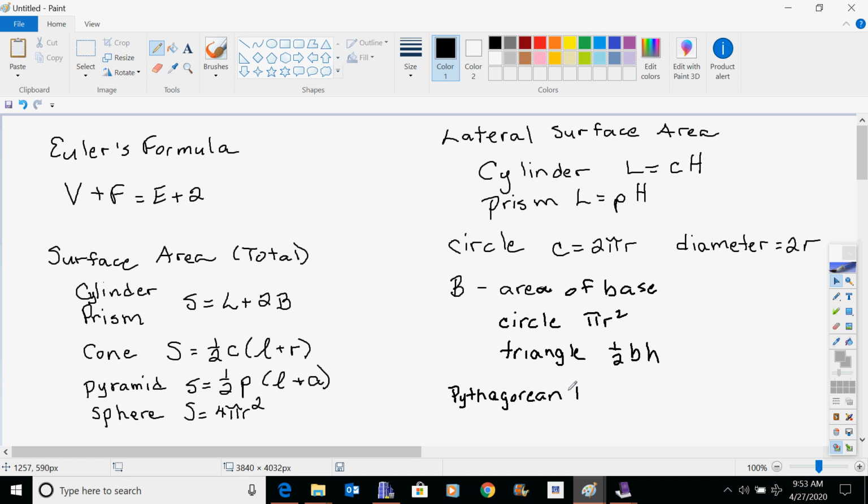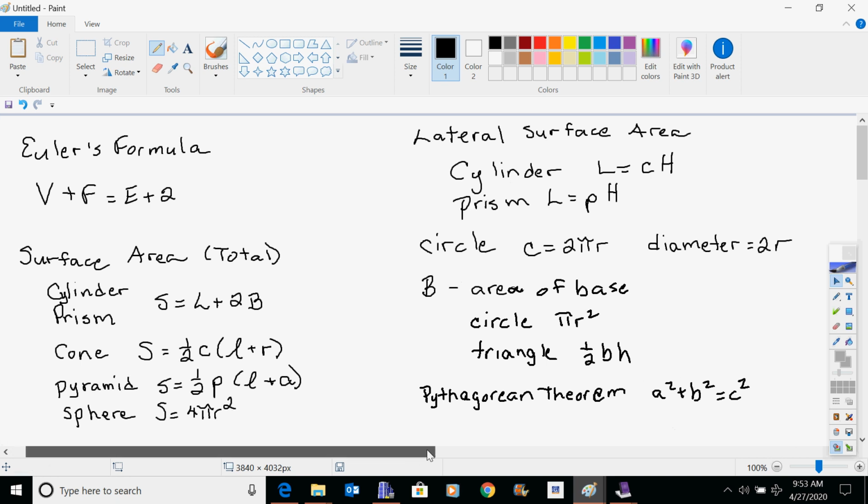So the Pythagorean theorem, don't forget, when you have a right triangle involved, a squared plus b squared equals c squared. So that might be helpful to you. And then also thinking more about triangles.